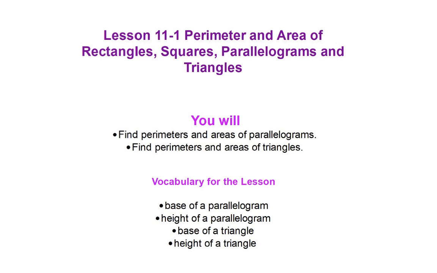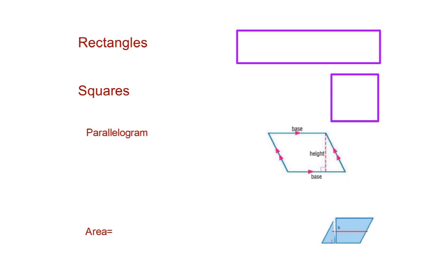This is lesson 11.1, perimeter and area of rectangles, squares, parallelograms, and triangles. We are looking at rectangles, squares, and parallelograms all together because basically it's the same formula because they're all parallelograms.